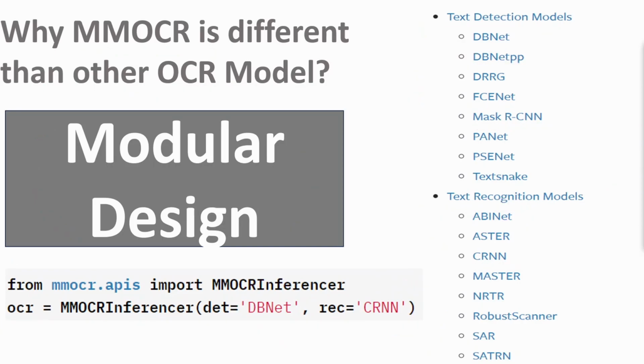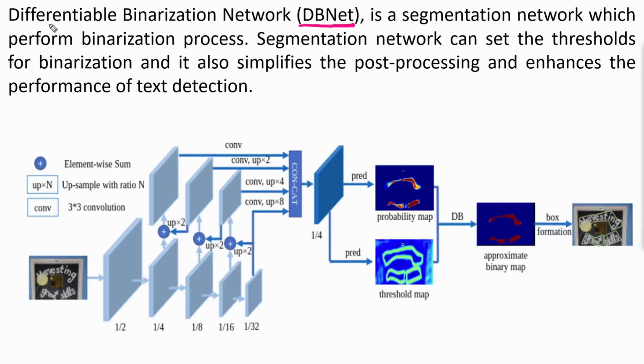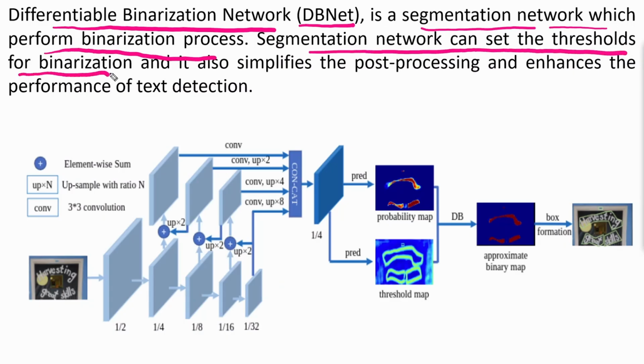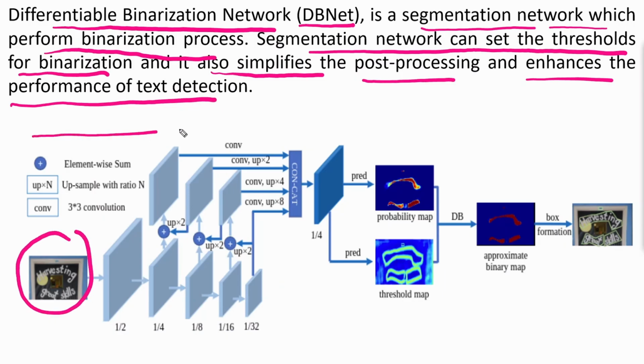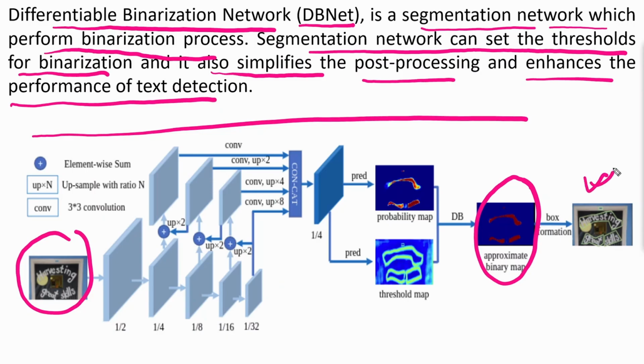Now I will show you the basic idea of the text detection model DBNet, how it decides where the bounding boxes of the text inside the image are and how it works. DBNet, which is used for text detection, will return the bounding boxes of the text inside the image. This differentiable binarization network is a segmentation network which performs the binarization process. The segmentation network can set the threshold for the binarization, and it also simplifies the post processing and enhances the performance of the text detection. So here is the image, and this DBNet network will generate the approximate binary map, and then bounding boxes will be generated from here.